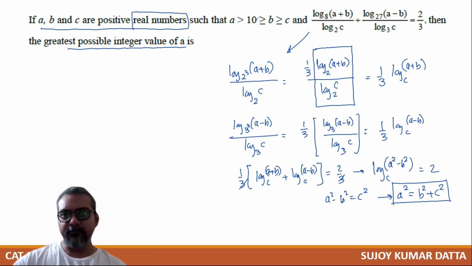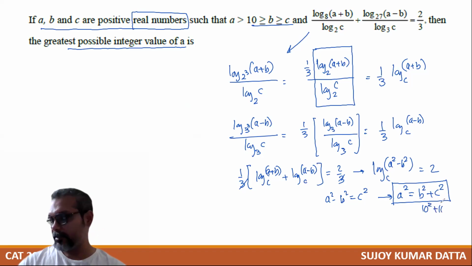So the maximum b and c could have values is 10. So if it were 10 and 10, then 10 squared plus 10 squared would have been 200. But that is not a square of an integer, so a will not be an integer here. So we'll have to choose numbers which give us an integer. Maximum it can be is 200, so it is less than 200.